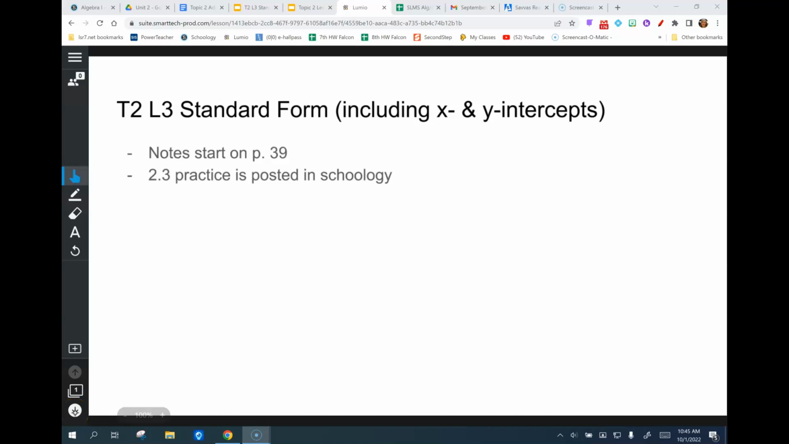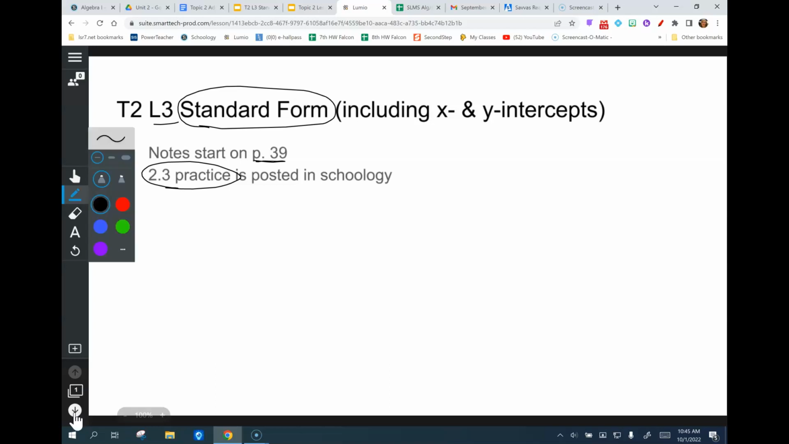So now we're on to lesson 3, and lesson 3 is about standard form. This is our third form that we're going to be talking about as far as linear equations. And just to get you going, we're on page 39 is where we're going to start for notes. Remember that the practice is posted in Schoology so that you can be ready to do that after we've gone through some notes. So let's just refresh our memory.